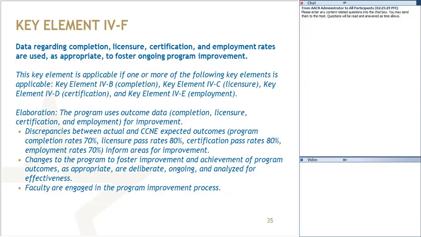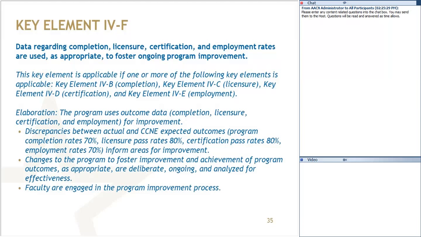Now 4F focuses on the use of those data that CCNE has prescribed an achievement rate. Okay, now you have told us your completion rates, your licensure pass rates, your certification pass rates, and your employment rates, and now we want to see how you're using that data for program improvement. Again, this key element is only applicable if you have data on completion, licensure, certification, and employment.